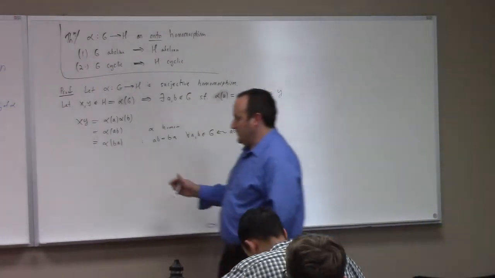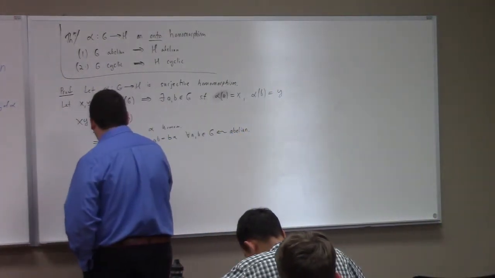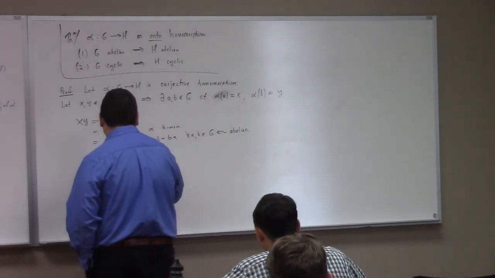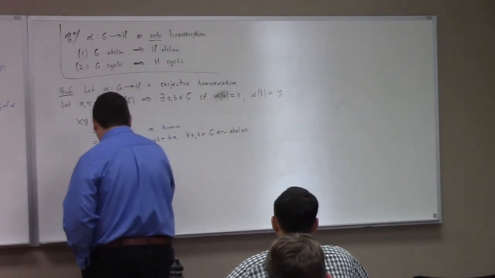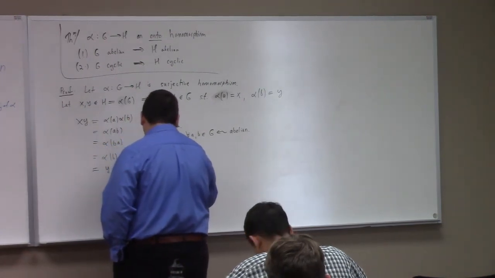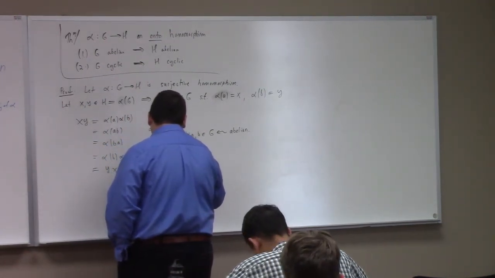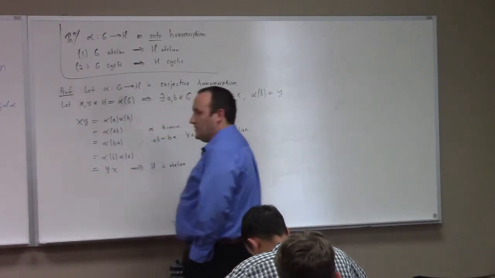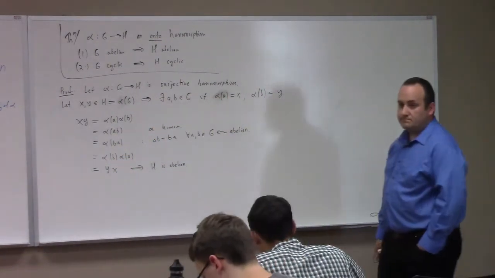Now, alpha is a homomorphism, so this is alpha of b times alpha of a, which is, of course, y times x. So this implies that H is abelian, because we just showed that any two arbitrary elements commute with one another.